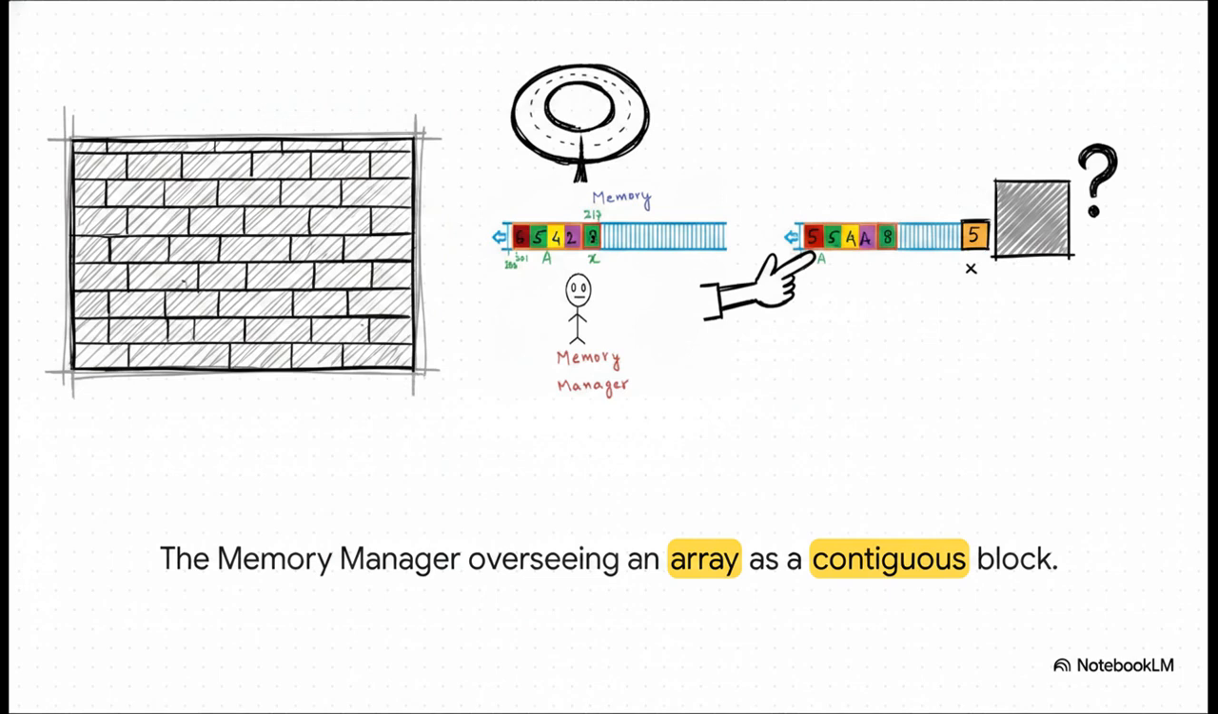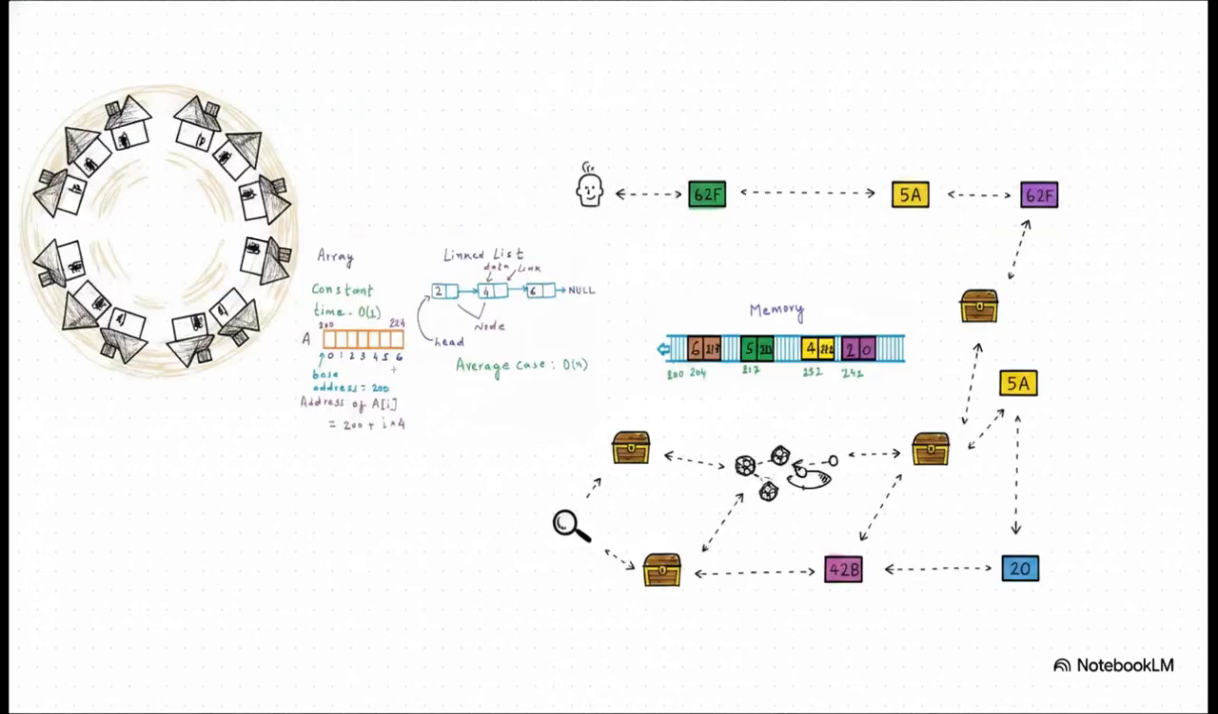What if you want to add a 5th element, but the memory slot right next door is already occupied by something else? Well, you're stuck. And this is exactly where linked lists come in. If an array is a rigid cul-de-sac, a linked list is a scavenger hunt. Instead of one contiguous block, a linked list scatters its data wherever it can find an empty lot in memory.